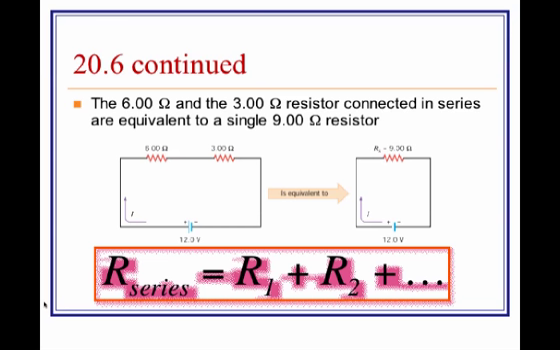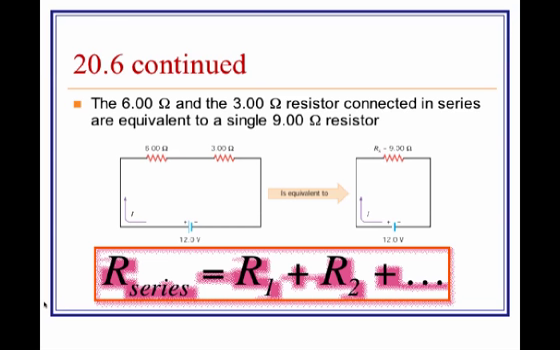From this, we can use the battery voltage of 12 volts to determine the current in the circuit. Current is equal to voltage over resistance. So we have 12 volts divided by 9 ohms of resistance. That would give us a current of 4/3 amps.